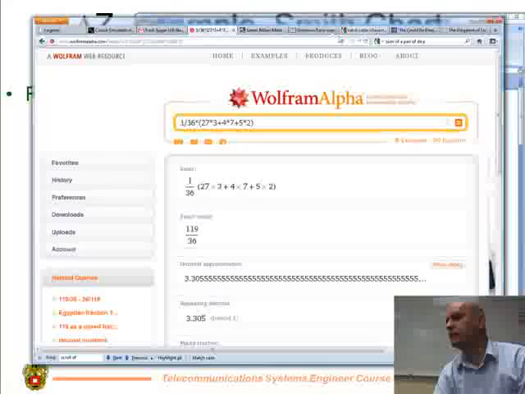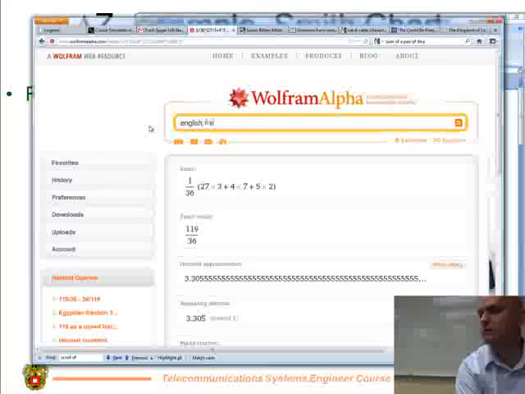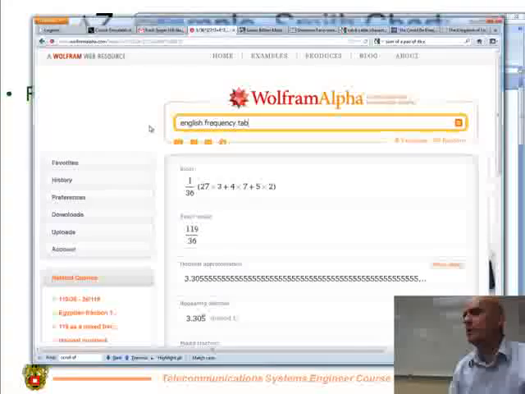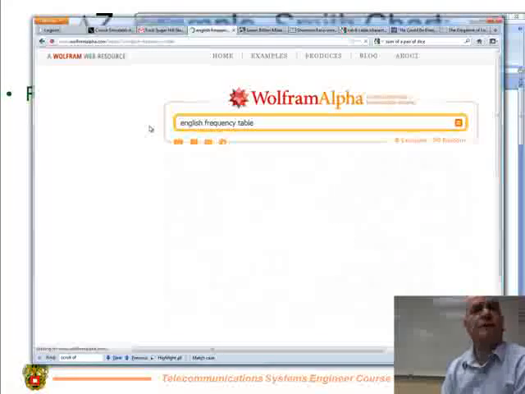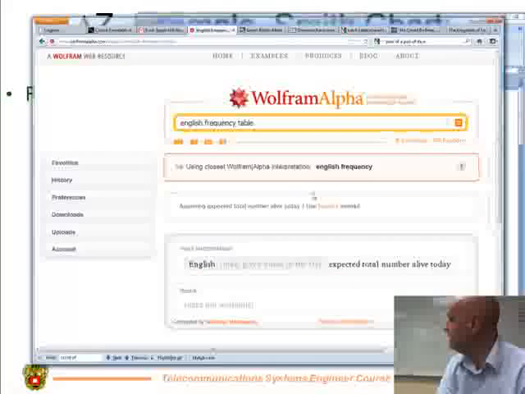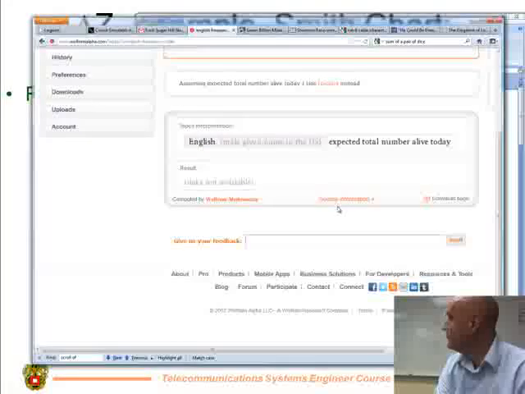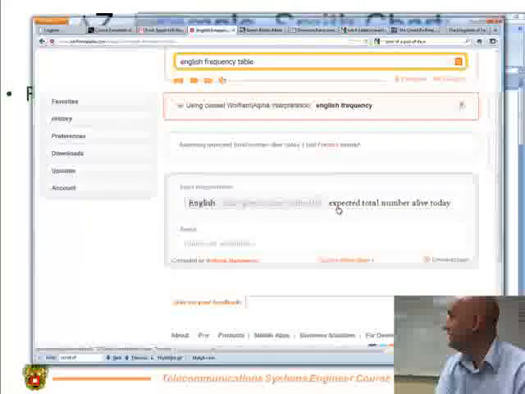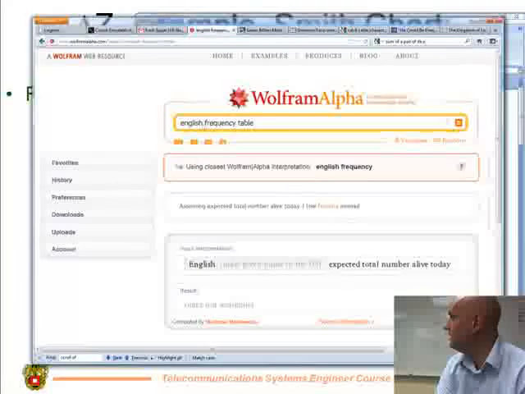How can we find out the, let's see. If we just want to take straight English and have the best code book to send English text, that's, oh, that's not what I wanted it to do. Apparently it's looking up the number of people named English in the United States today, which there's no data available for.